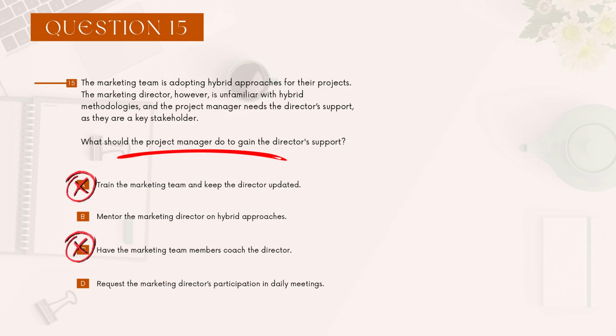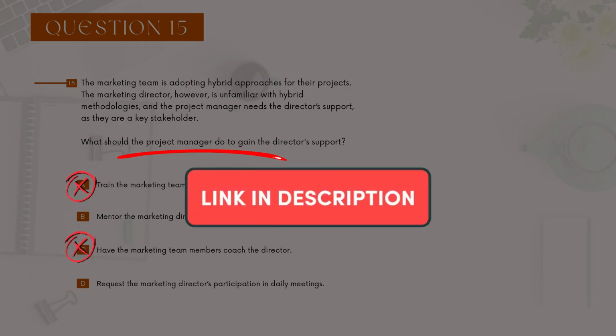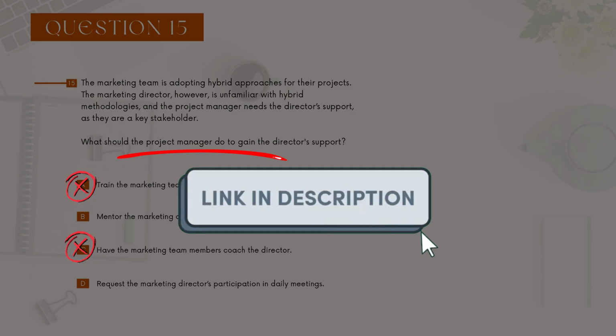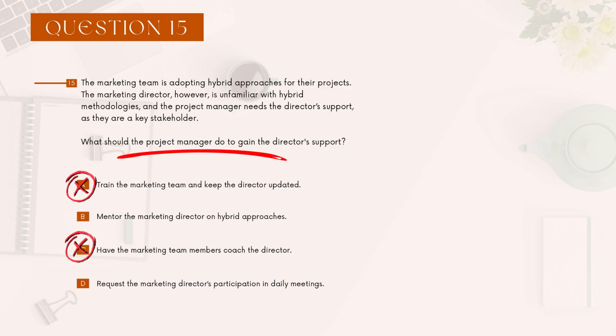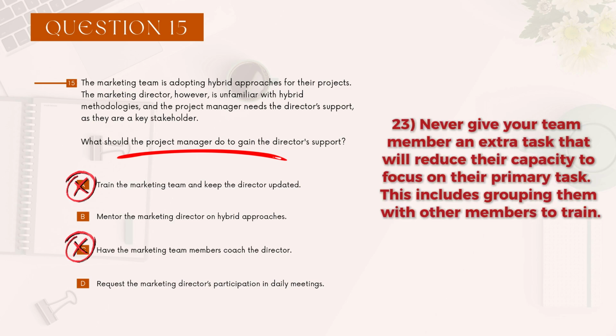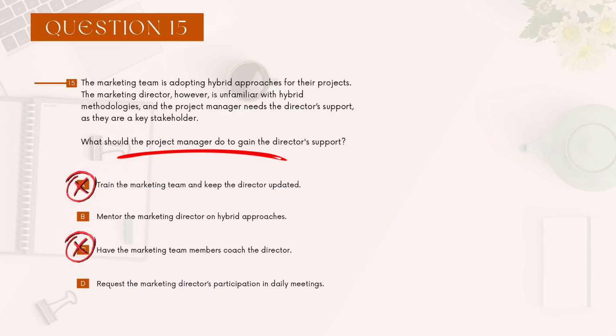Okay, so I'm just going to pull this out for you guys because, listen, the principles are going to be in the description. If not, just put a comment up so I don't forget. But here's the thing. Number 21. I'm sorry, not number 21. Number 23, last principle. Never give your team an extra task that's going to reduce their capacity. There we go. Have the marketing team members coach the director. Okay, no. D, request the marketing director's participation in a daily meeting. So again, this doesn't solve the problem. The best answer is going to be B, which is pretty straightforward. On your exam, you're going to get some hard questions. You're going to get some easy questions. So everything will balance out.